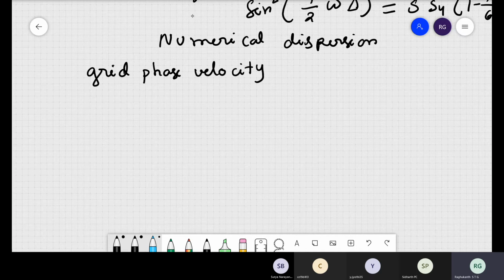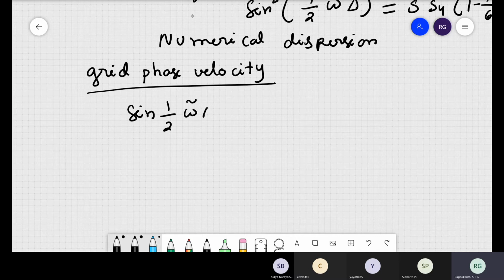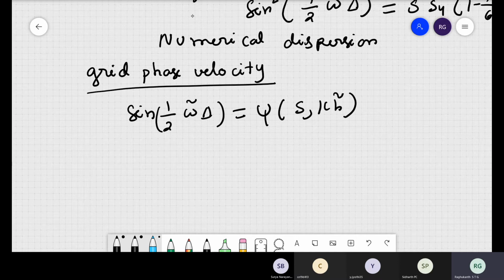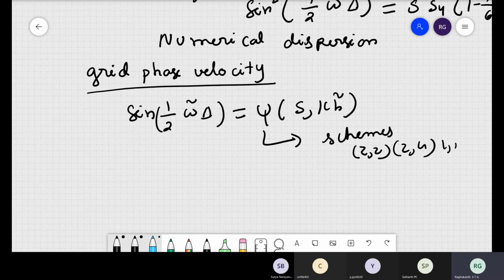So all the grid phase velocities we have written previously, one can write this as sine of half omega hat into delta is equal to some psi. All of them depend on k and h actual. So this psi depends on your schemes, that is 2 comma 2, or 2 comma 4, or 2 comma 4 comma 4. All kinds of schemes, this psi depends on.